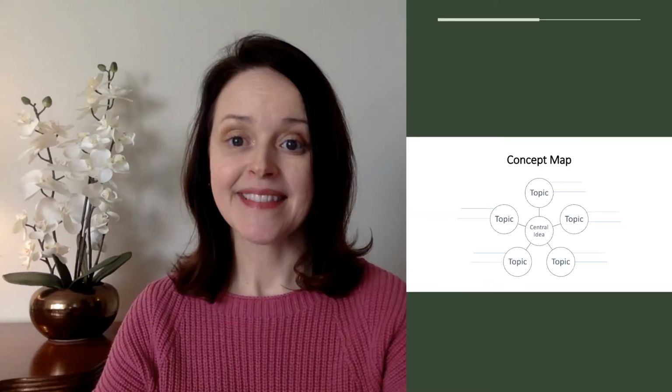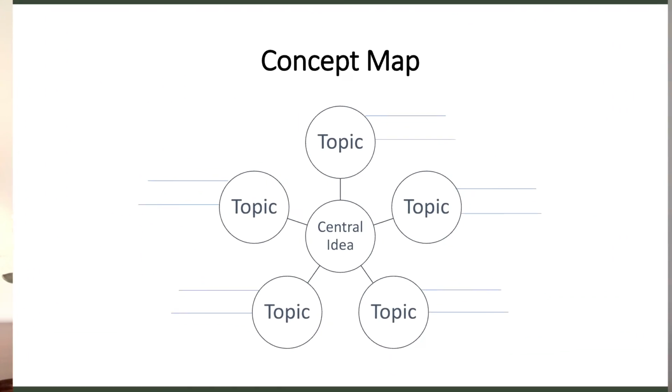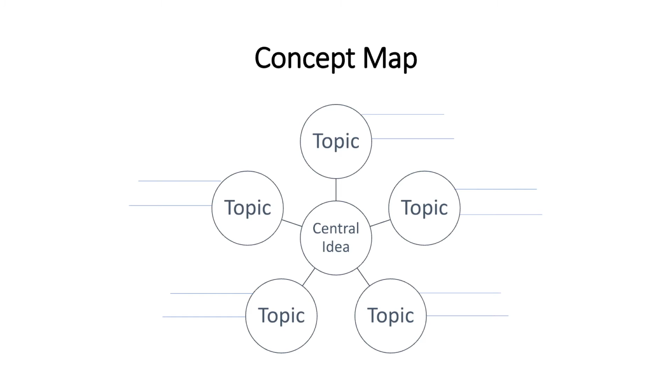Let's review a commonly used graphic organizer called the concept map. In a concept map, you write the central theme or the topic in the center circle, and then surround it with lines that connect to the outer circles. Inside the outer circles, you write the subtopics that extend that theme when discussing the topic.